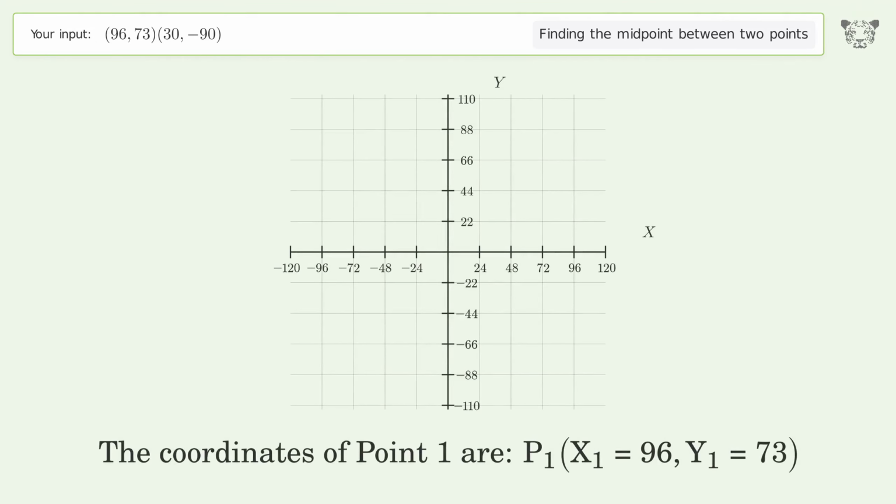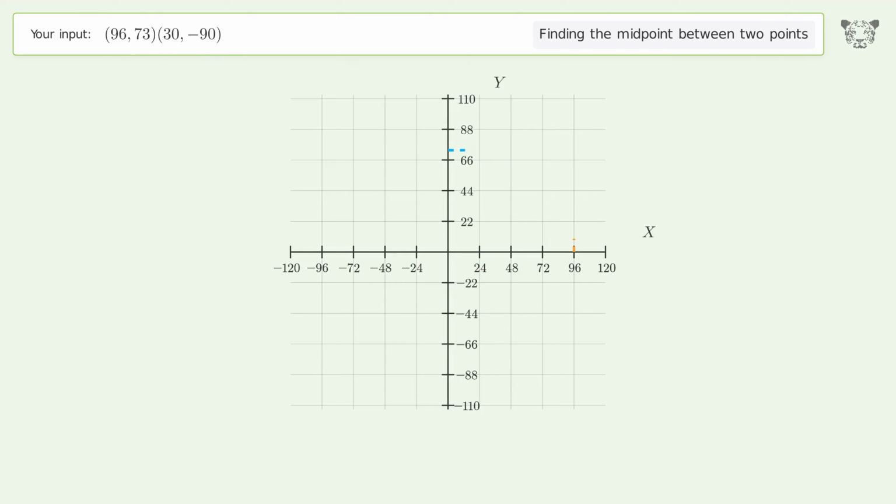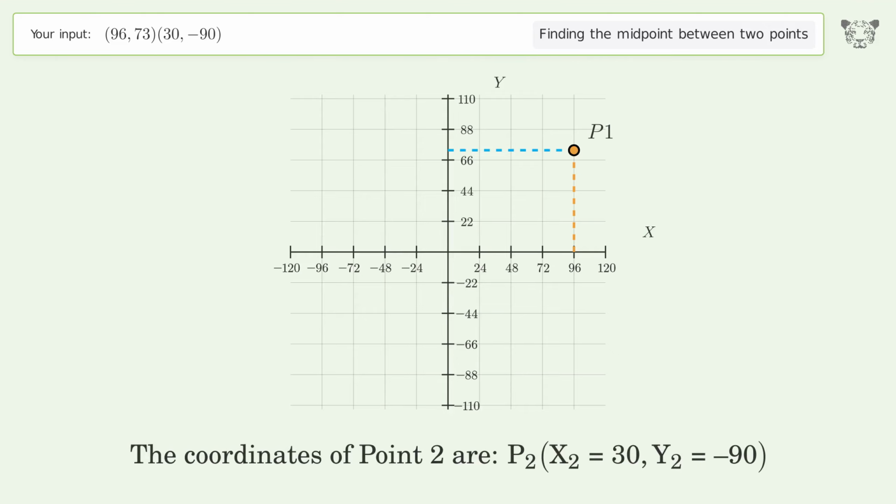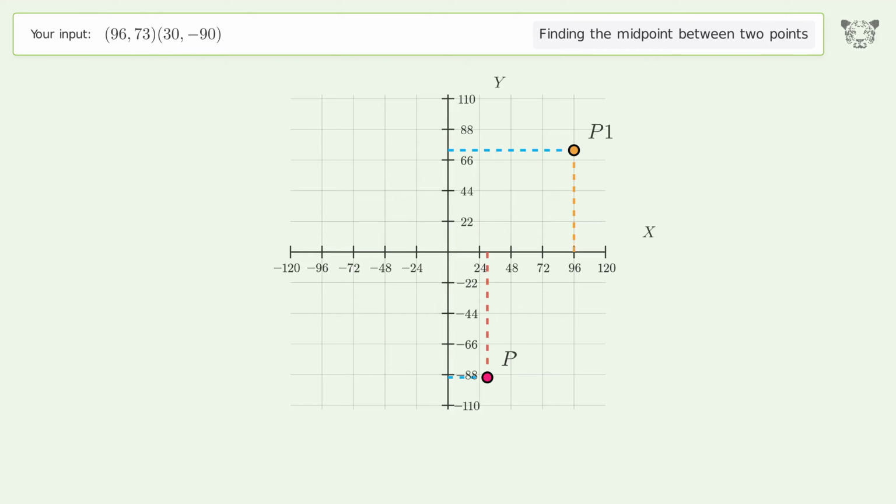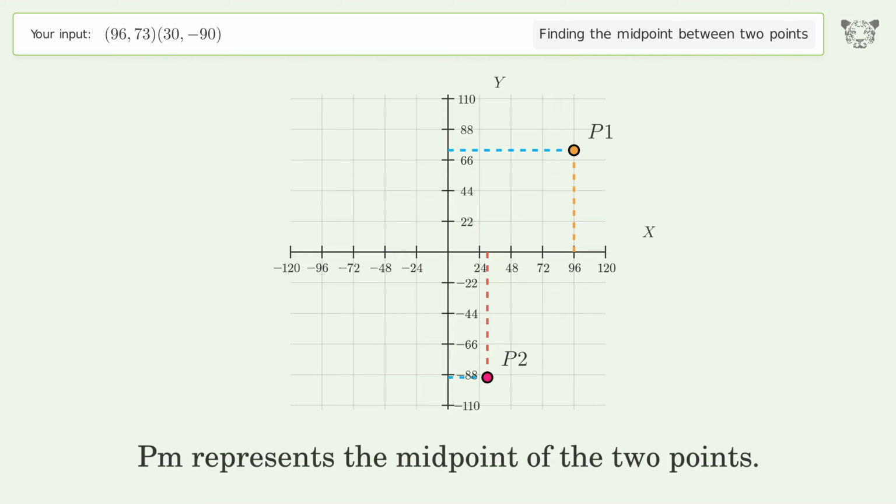The coordinates of point 1 are, x1 equals 96, y1 equals 73. The coordinates of point 2 are, x2 equals 30, y2 equals negative 90. PM represents the midpoint of the 2 points.